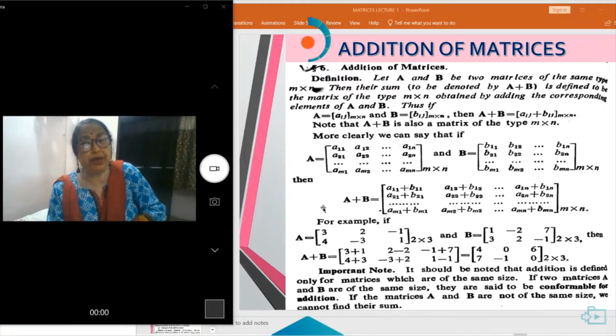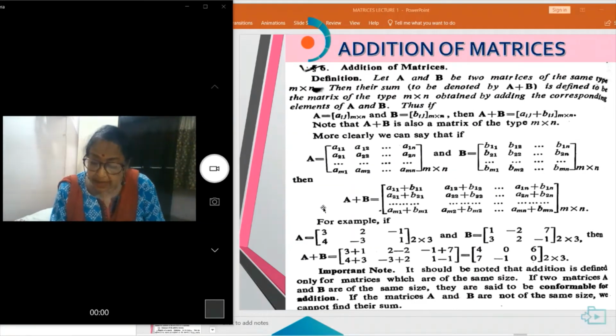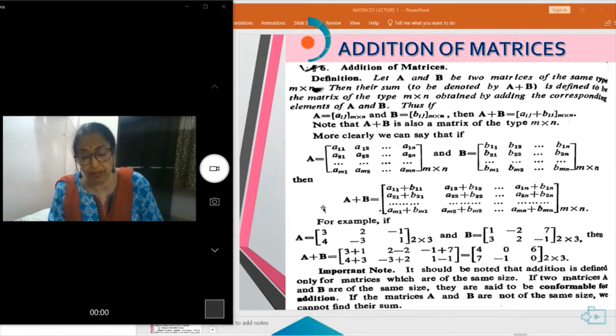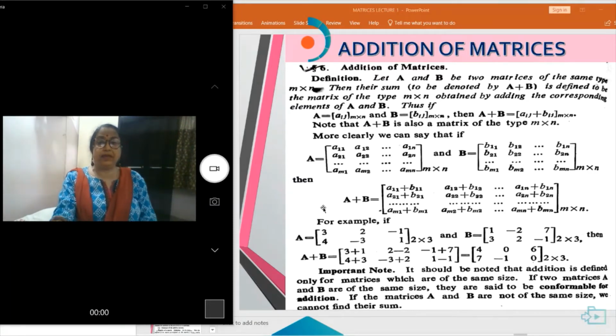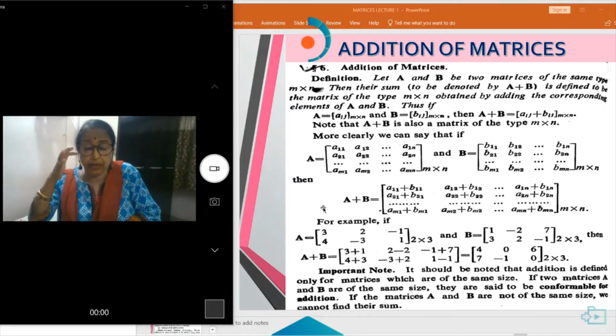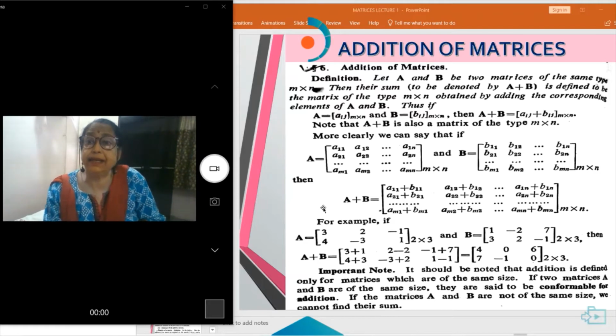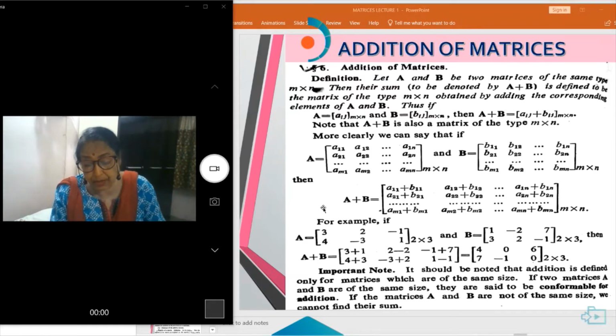Then addition of two matrices. Suppose A is equal to (a_ij) m cross n and B is equal to (b_ij) m cross n, then A plus B is obtained when the corresponding elements are added, that is, a_ij plus b_ij as shown on your screen.